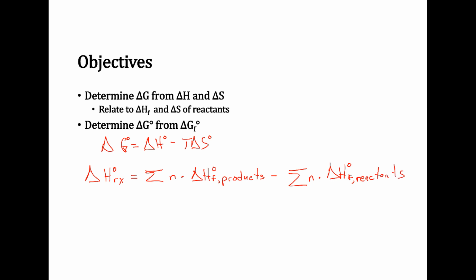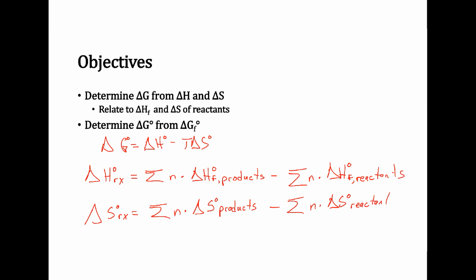We can do the exact same thing for the entropy. We can find delta S for a given reaction by taking the sum of the moles times delta S of the products minus the sum of the moles times delta S of the reactants. And you can look up all of these values, heats of formation and the standard entropies, in any thermodynamic table. And finally, we will look at calculating delta G from delta G of formations.